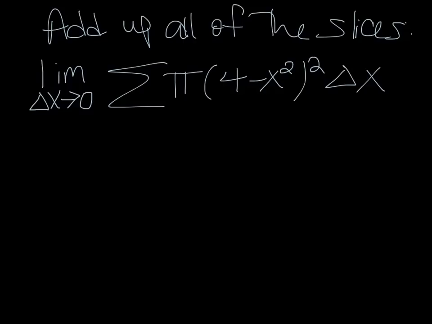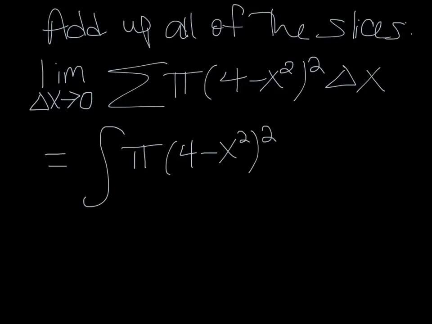And if I take the limit as delta x goes to 0 of the sum, this should remind you exactly of the form of a Riemann sum. And this is equal to the integral of pi times (4 minus x squared) squared, and the delta x becomes a dx, and we have to put limits of integration here. And remember on slide number 1 we had x going from 0 to 2, and now we can put that right into the calculator, or you could do this by hand as well.